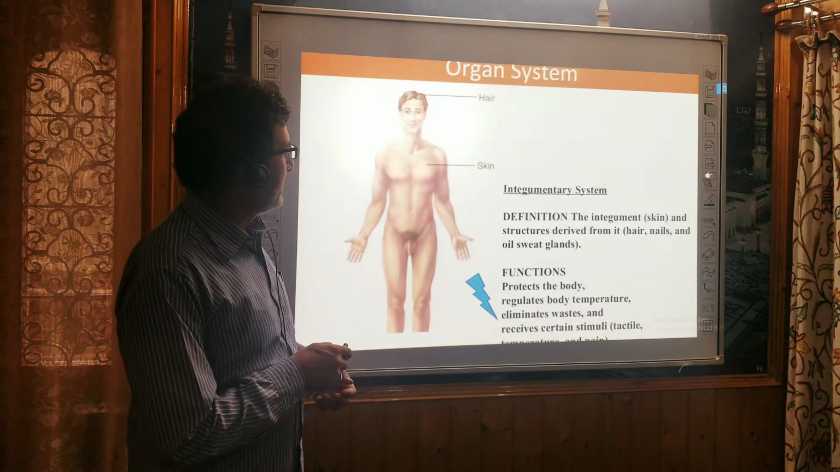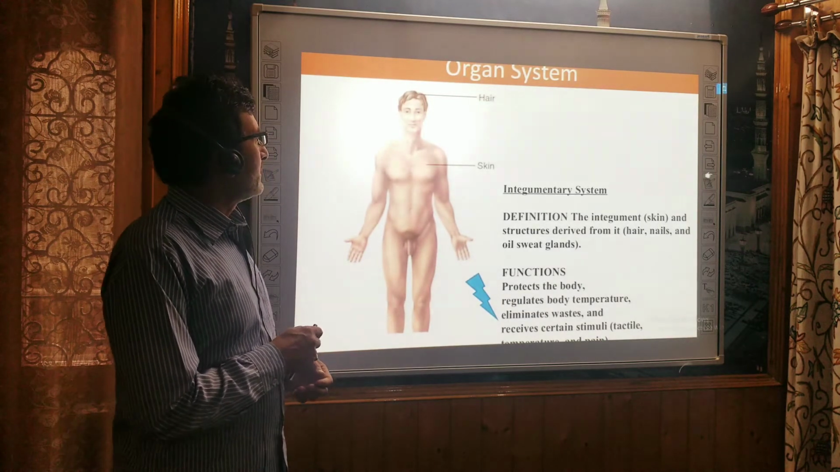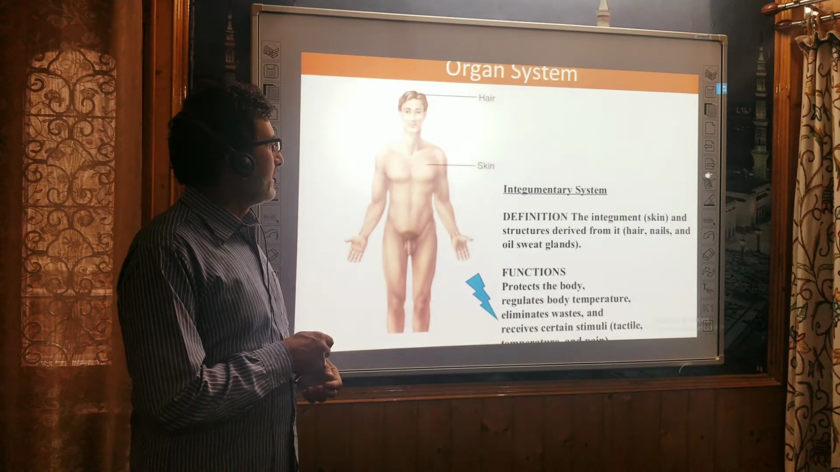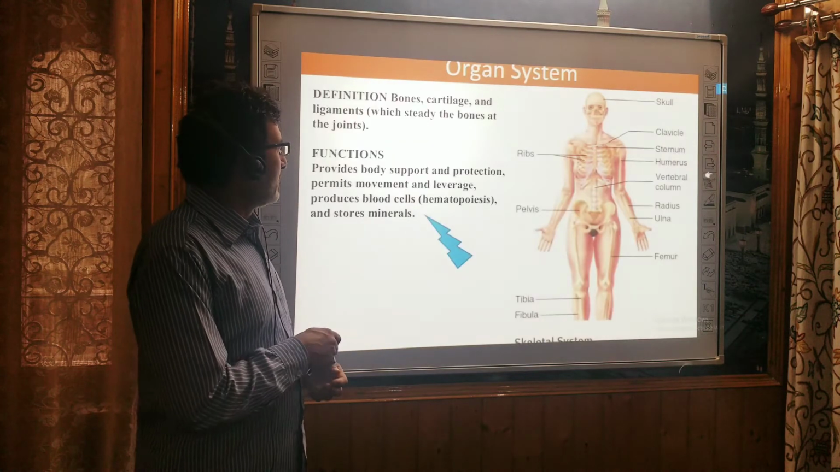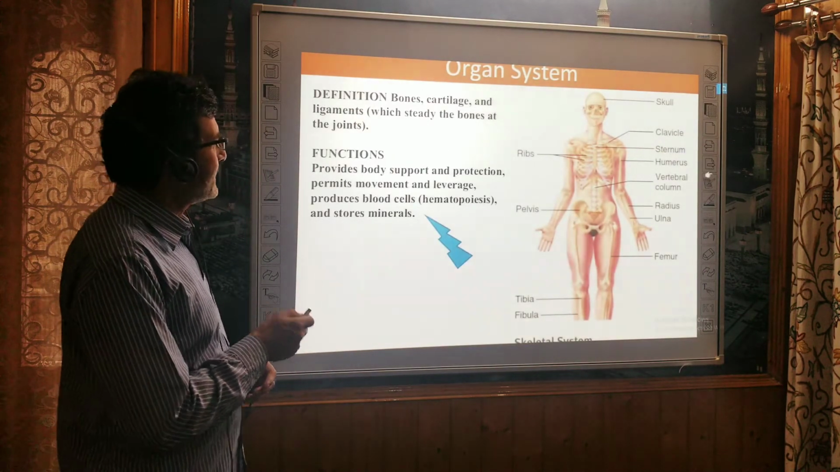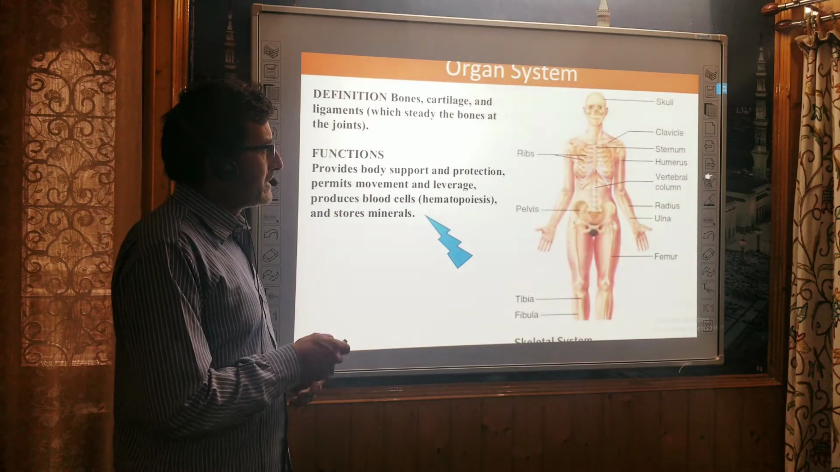Number one, this is the integumentary system. This is here, it comes in skin. This is integumentary system. This is organ system. Next, it is skeleton system. This is the structure of our body inside.